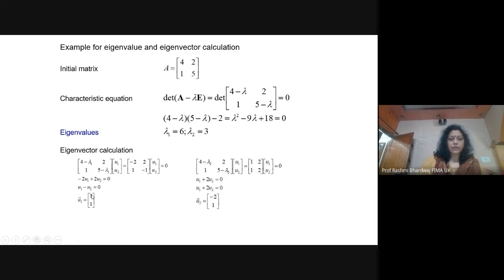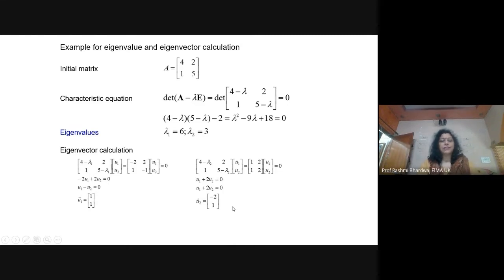Now we take the other eigenvalue. 4 minus 3 means 1, 2, 1, and 5 minus 3 is 2. Again you get a similar equation, u1 equals minus 2 u2. So if u2 is 1, u1 is minus 2. So you get the two eigenvectors corresponding to these eigenvalues, which are 1, 1 and minus 2, 1.